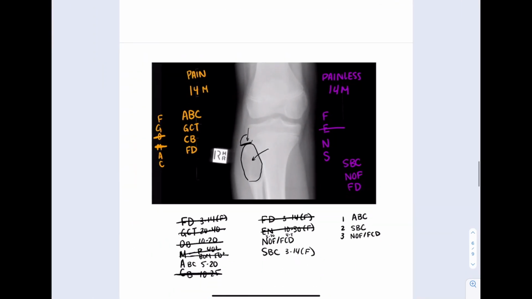So just in this one image, I was able to use Fegnomashic to figure out a DDX of 3 things, whether I know if it's painful or not painful, or whether I have no idea. If I just saw the image, what would I do?